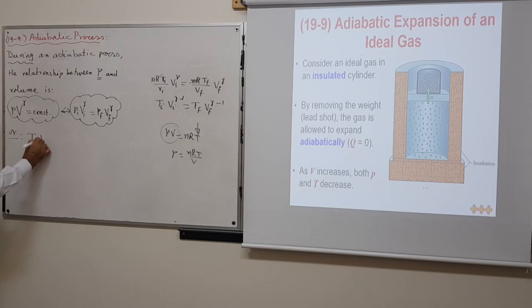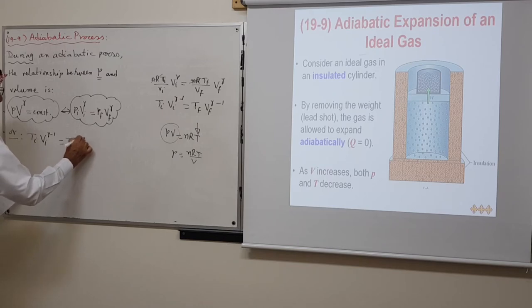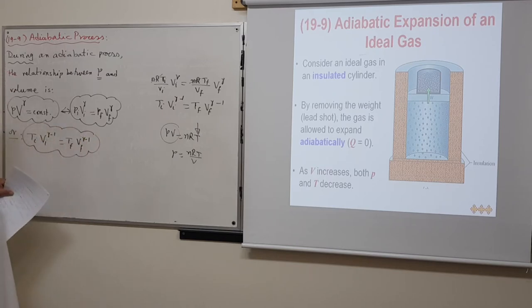So here is another relationship that we can use. T initial, V initial to the power gamma minus 1 is equal to T final, V final to the gamma minus 1. You can, of course, go ahead and write a third relation between T and P, but that will not be as easy as this. So I leave that for you as an exercise. What will be the relation between T and P for an adiabatic process?